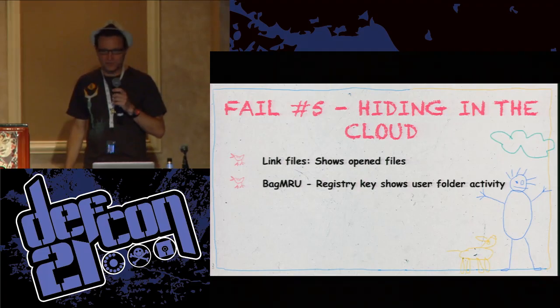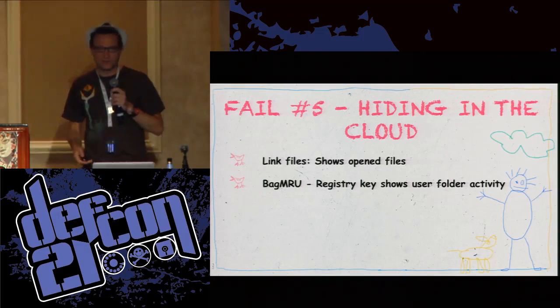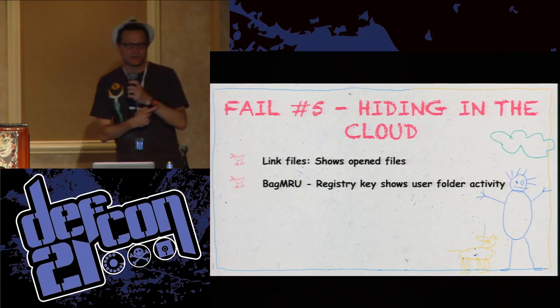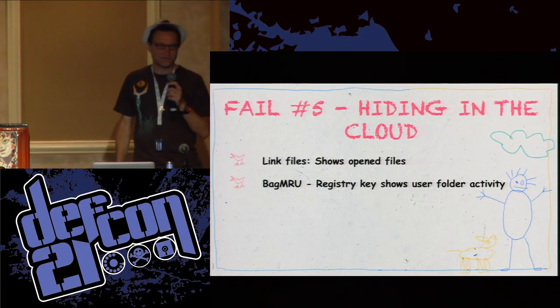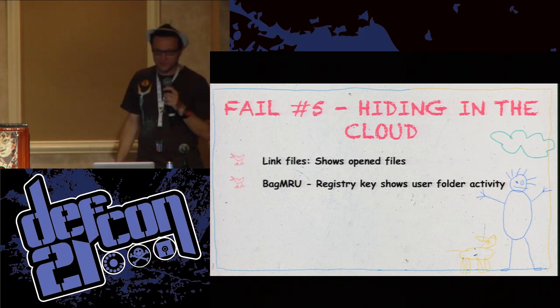So for example, link files are a Windows artifact that show what files have been recently opened. They're a simple text file and they're pretty easily parsed, and they've got a lot of information about the location of the file, the date and the time, all that kind of good stuff.